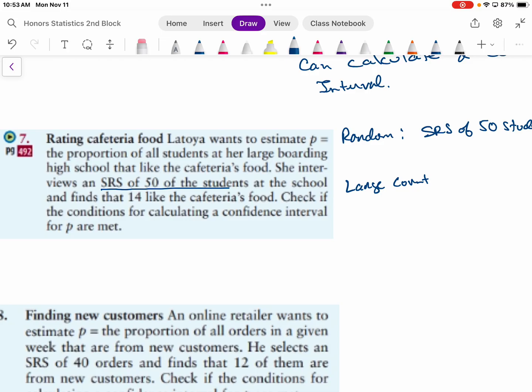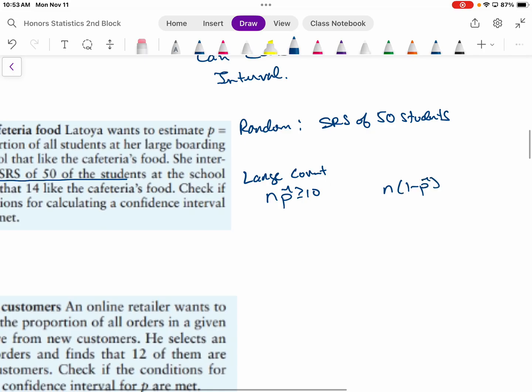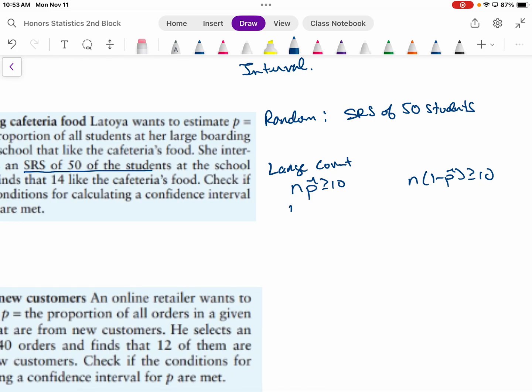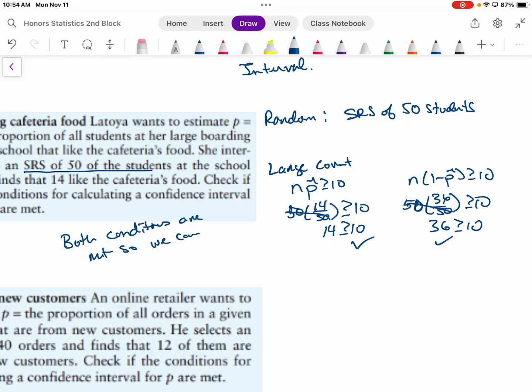Large count. So with that in mind, is n p hat greater than or equal to 10? And is n times 1 minus p hat greater than or equal to 10? So is 50 times 14 over 50 greater than or equal to 10? That's a yes. 14 is greater than or equal to 10. 50 times 36 over 50 gives me 36, greater than or equal to 10. So both conditions are met, so we can construct a confidence interval.